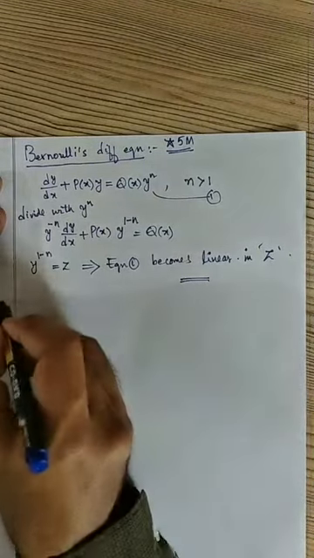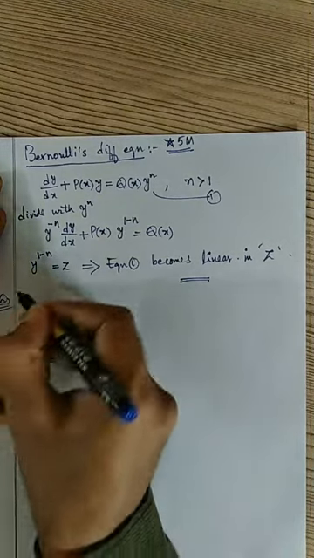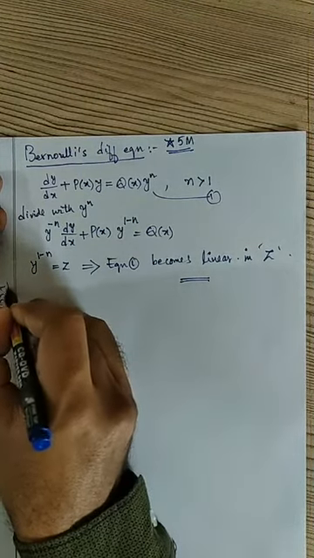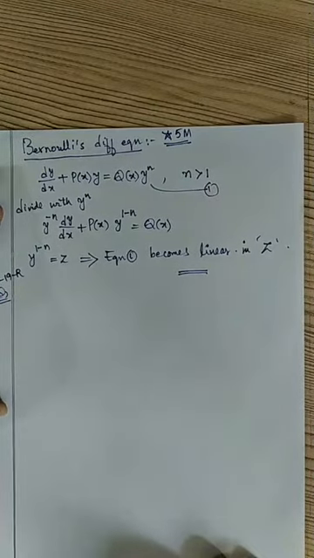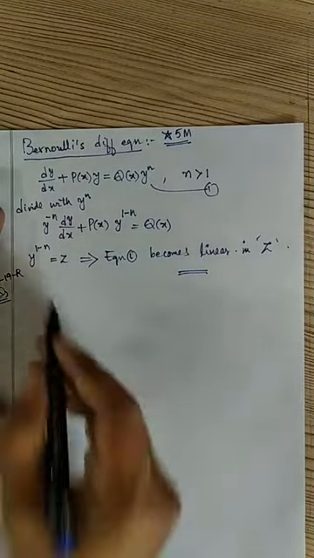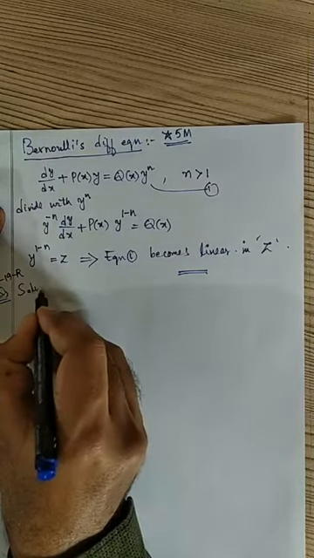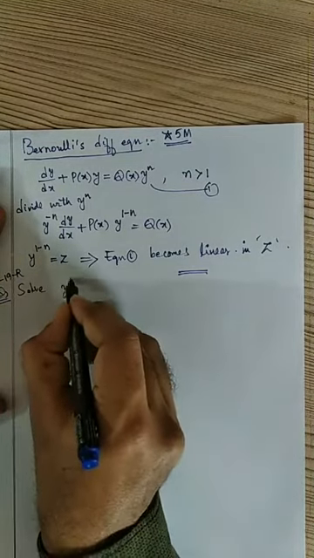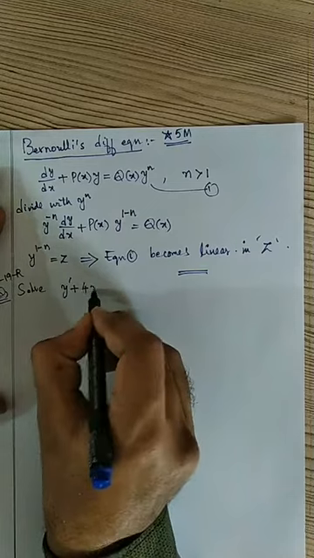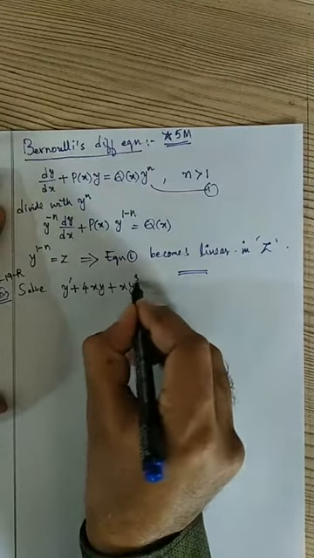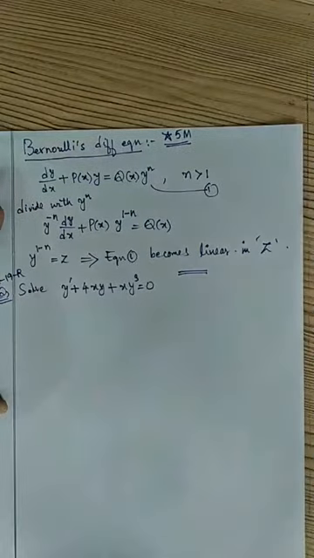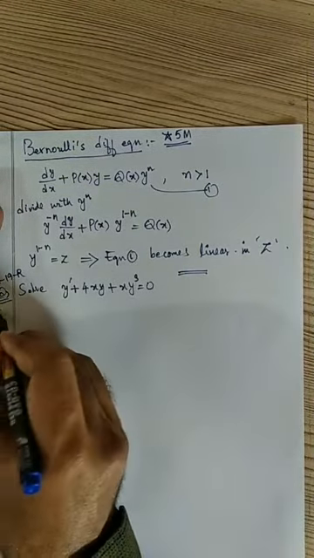So we'll consider a problem here which was asked in the May 2019 regular paper. Last year regular exam. So what is the question? Solve y dash plus 4xy plus xy cube equal to 0. So this is the given differential equation.